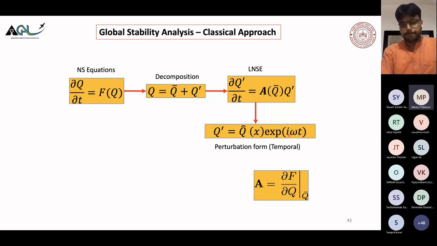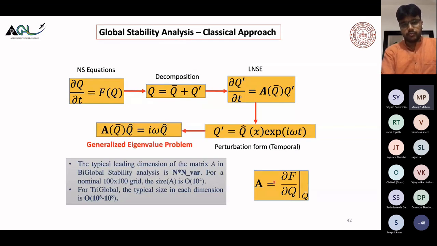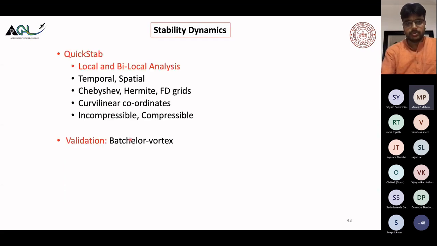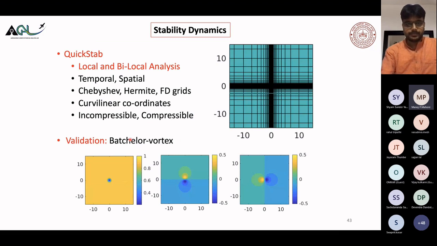And then you basically formulate an eigenvalue problem here, A q equal to i omega q. And you solve this eigenvalue problem. The eigenvalue of that will tell you whether the modes are growing or decaying. Okay, so I don't have time to go into the detail here. Just go through the results.